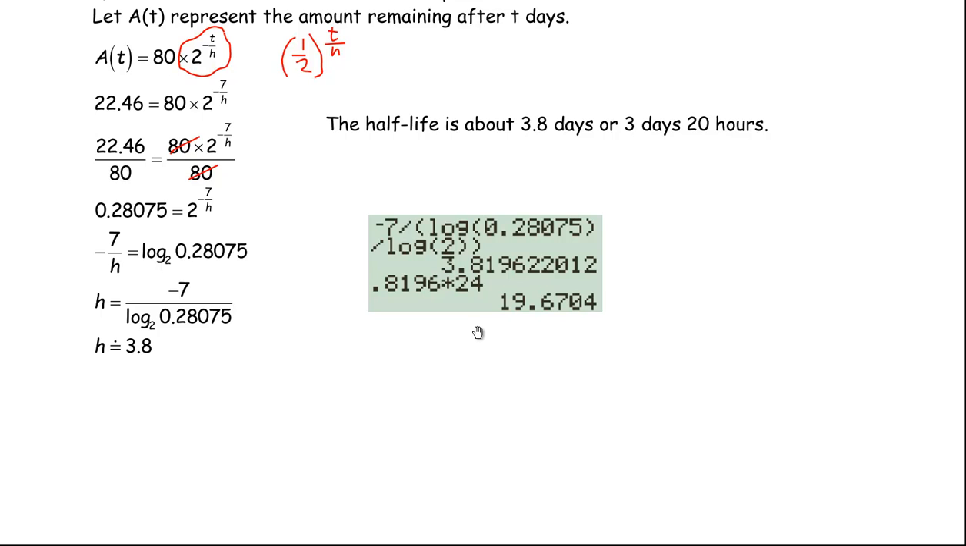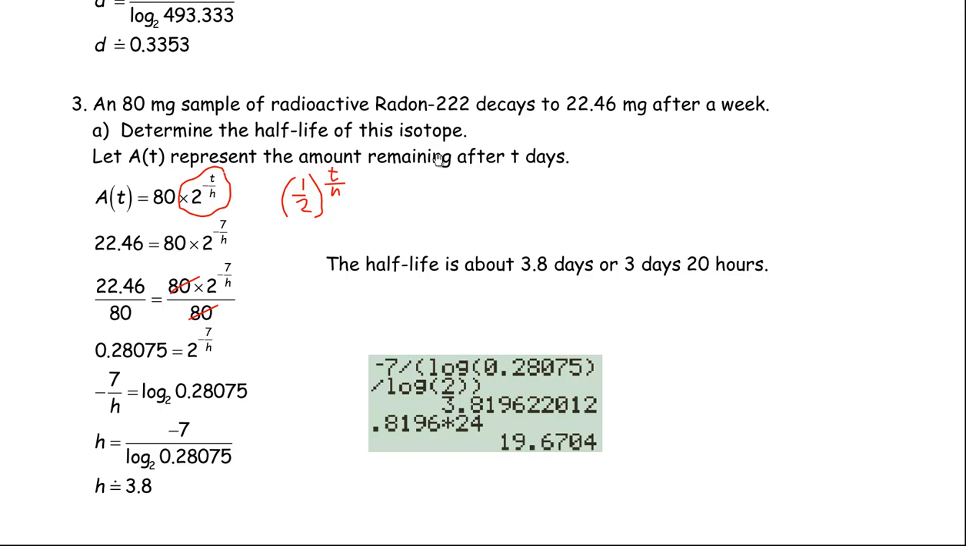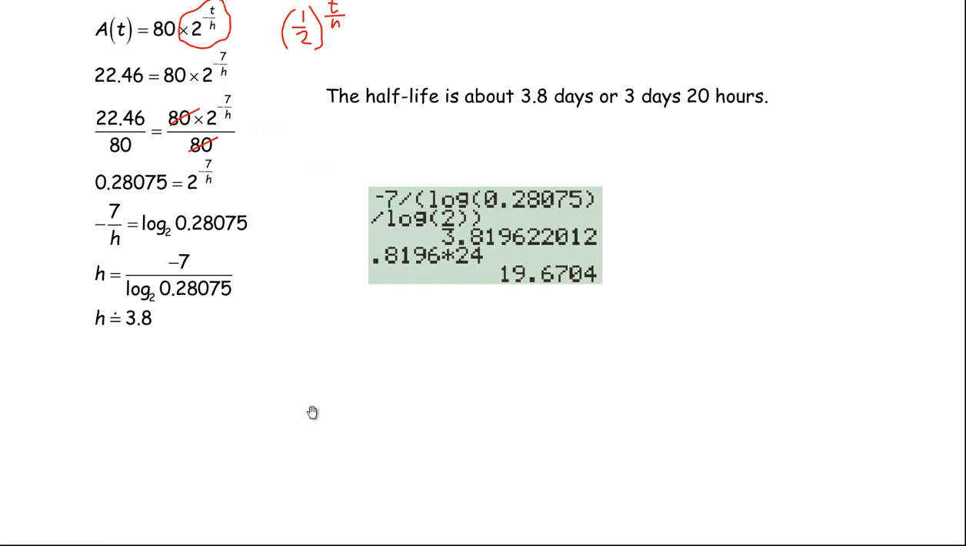Now, if you want to write that in days and hours instead of 0.8 days, well, what's 0.8 days? If you take the 0.8196, I took a few decimal places, and multiply, because it's really 0.8196 or 81.96% of a day. Multiply by 24 hours and it gives you 19.6. So it's 3 days and about 20 hours. So that's how long the half-life time is. In 3 days, 20 hours, half of the radioactive sample decayed.